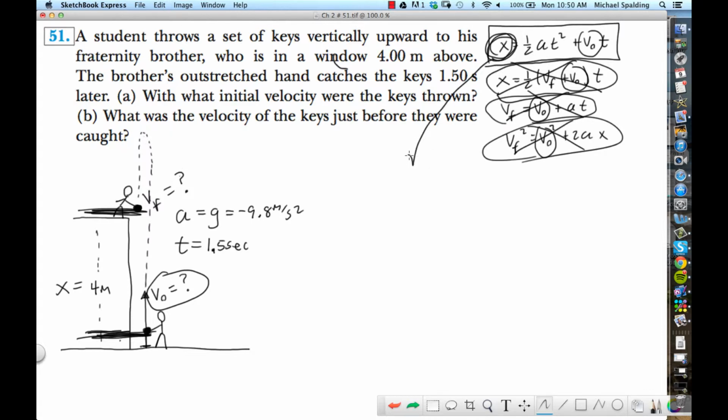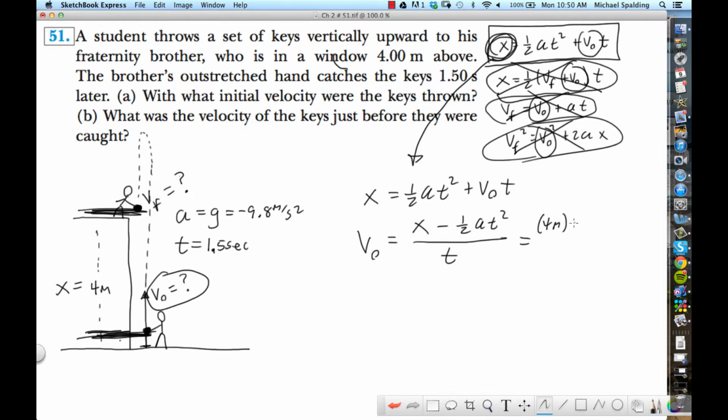Okay, so let's take our first kinematic. We're solving for the initial velocity. X equals 1/2 AT squared plus V initial t, and we're going to solve that for V initial: V initial equals X minus 1/2 AT squared, over t. Now plug in the numbers. X is 4 meters, minus 1/2 times negative 9.8 times the time, which is 1.5. Oh, I knew I shouldn't have done this. I'm out of room. You know what? I'm going to go lower. I want this to be money.